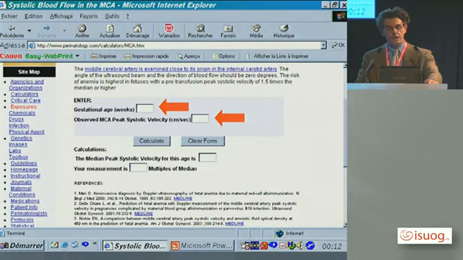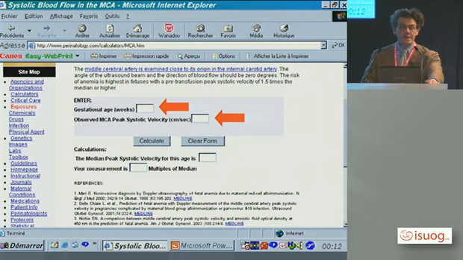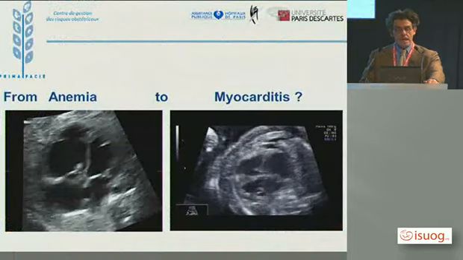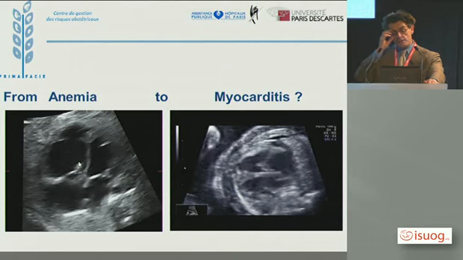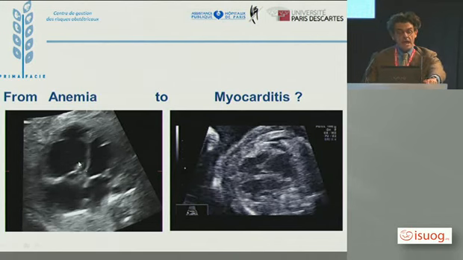You know that you can use the calculator either on your own machine or through the internet on perinatology.com, not perinatology, because you will have to buy pushcars and things like that. It's a different website.